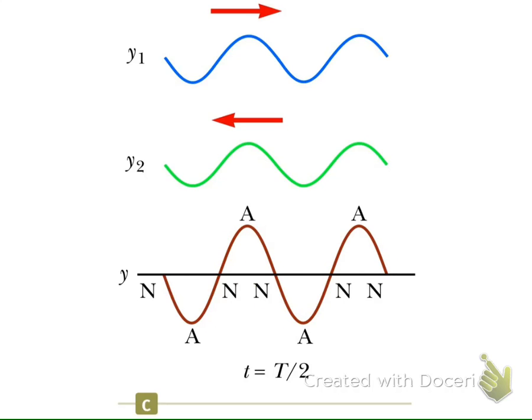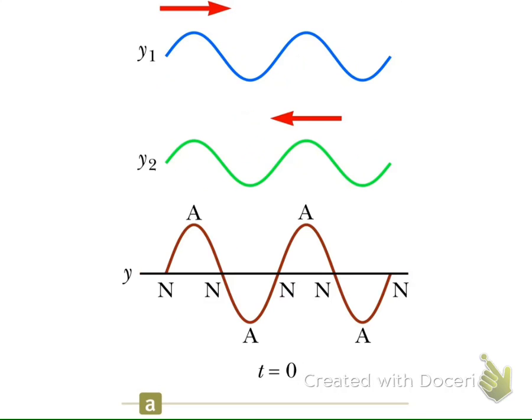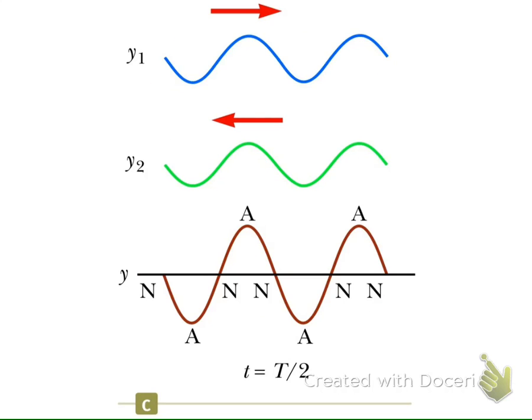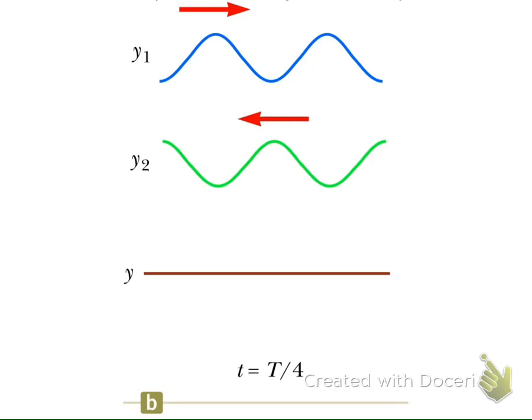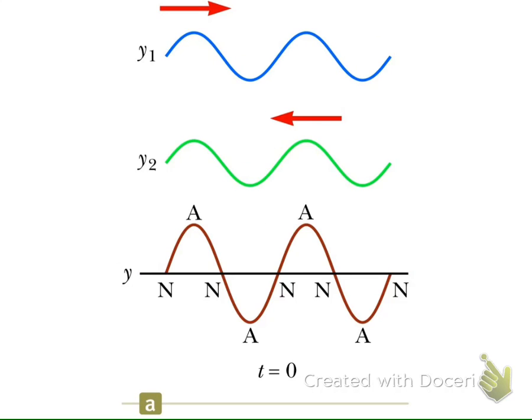You can see that the resulting wave does not move, but it oscillates up and down, and the amplitude of the oscillation depends on the position on the medium. At some positions, like at this point that has the letter N like this, we call it the node.